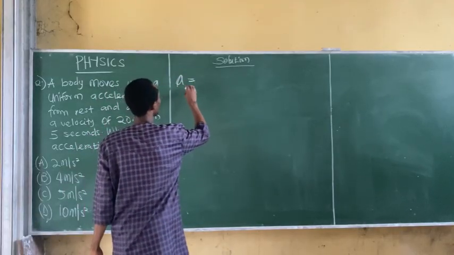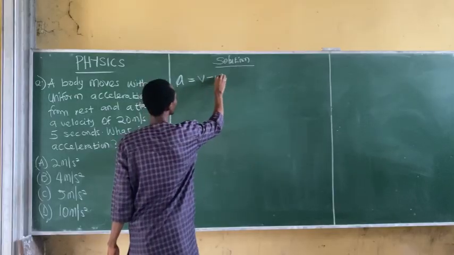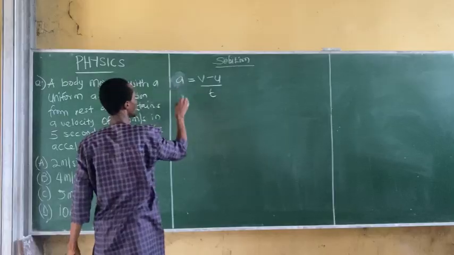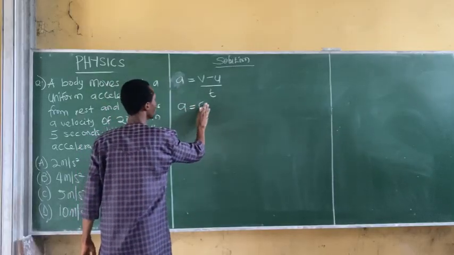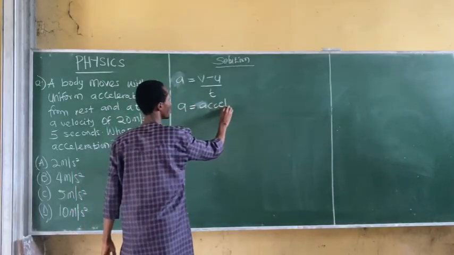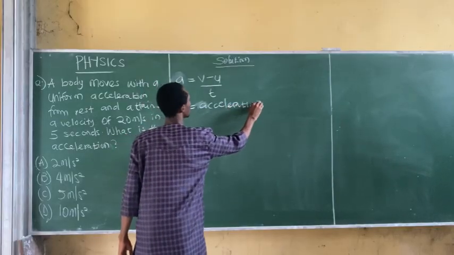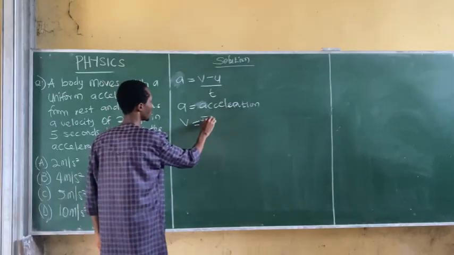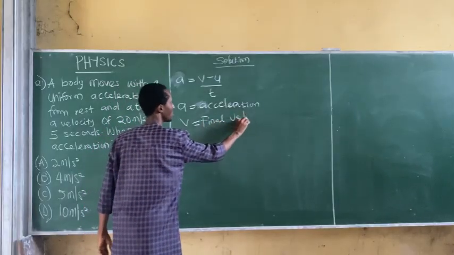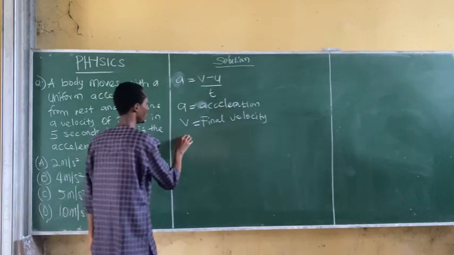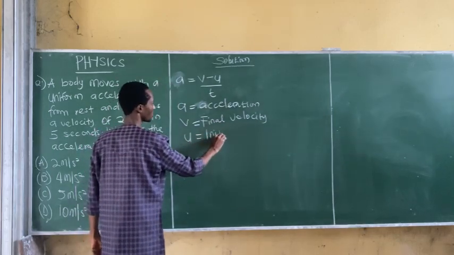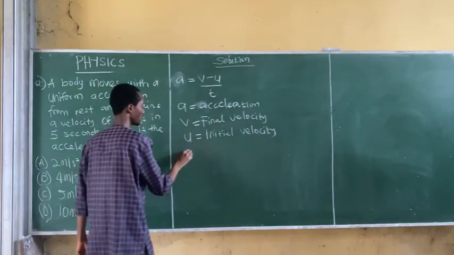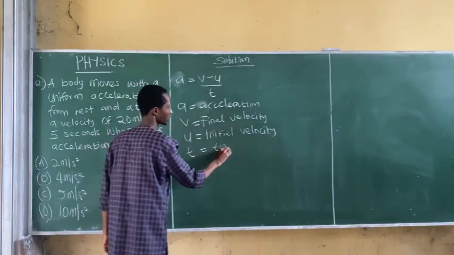A is equal to change in velocity all over t, where A is equal to the acceleration, V is equal to the final velocity, U here is the initial velocity and T is the time.